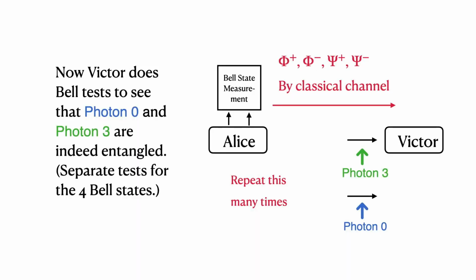First, we're going to repeat this whole thing many times. Then he separates his groups of photons as to which Bell state they were in, and then he can do the standard Bell test to determine whether they're entangled. Okay, if you're not familiar with Bell tests for entanglement, you can find a lot of videos, including one of mine.